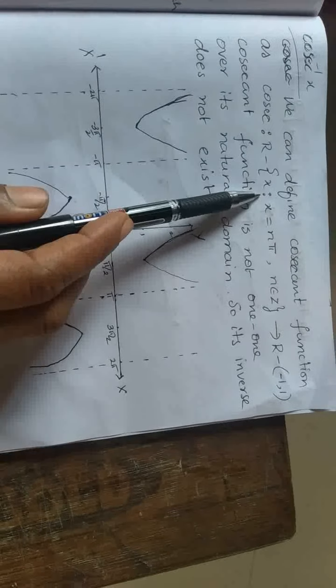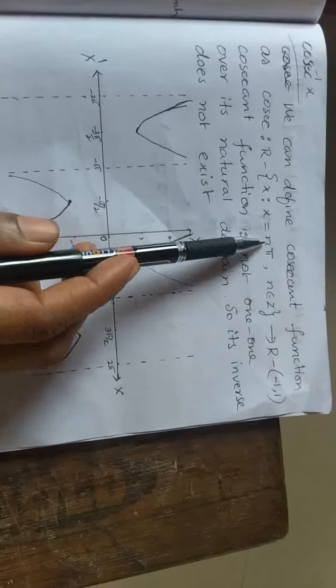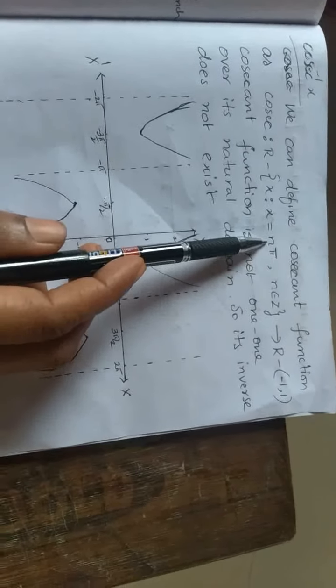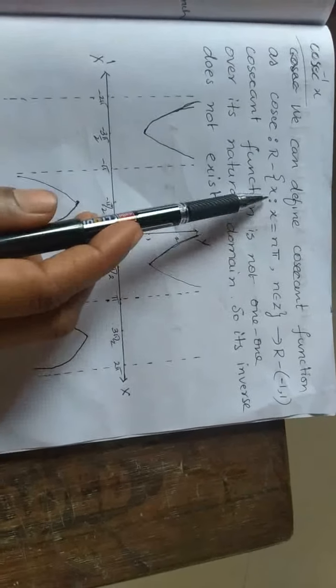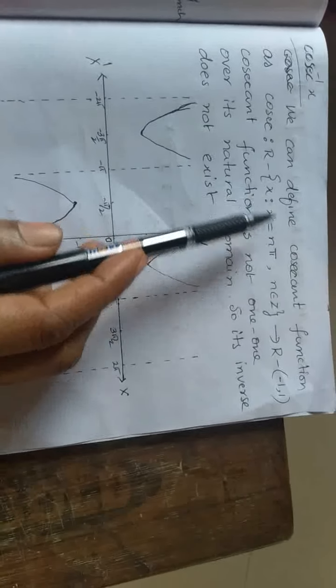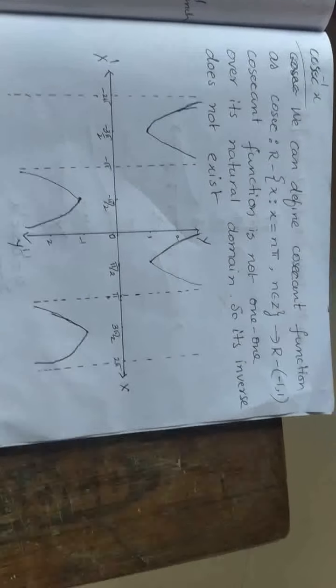Cosecant from R minus the set of all x such that x is equal to n pi, where n belongs to integers. If n is 0, x is 0. If n is 1, then pi. If n is 2, 2 pi. If n is minus 1, minus pi, like that. It means the domain contains all real numbers except 0, pi, 2 pi, 3 pi, and so on. Similarly, minus pi, minus 2 pi, like that.